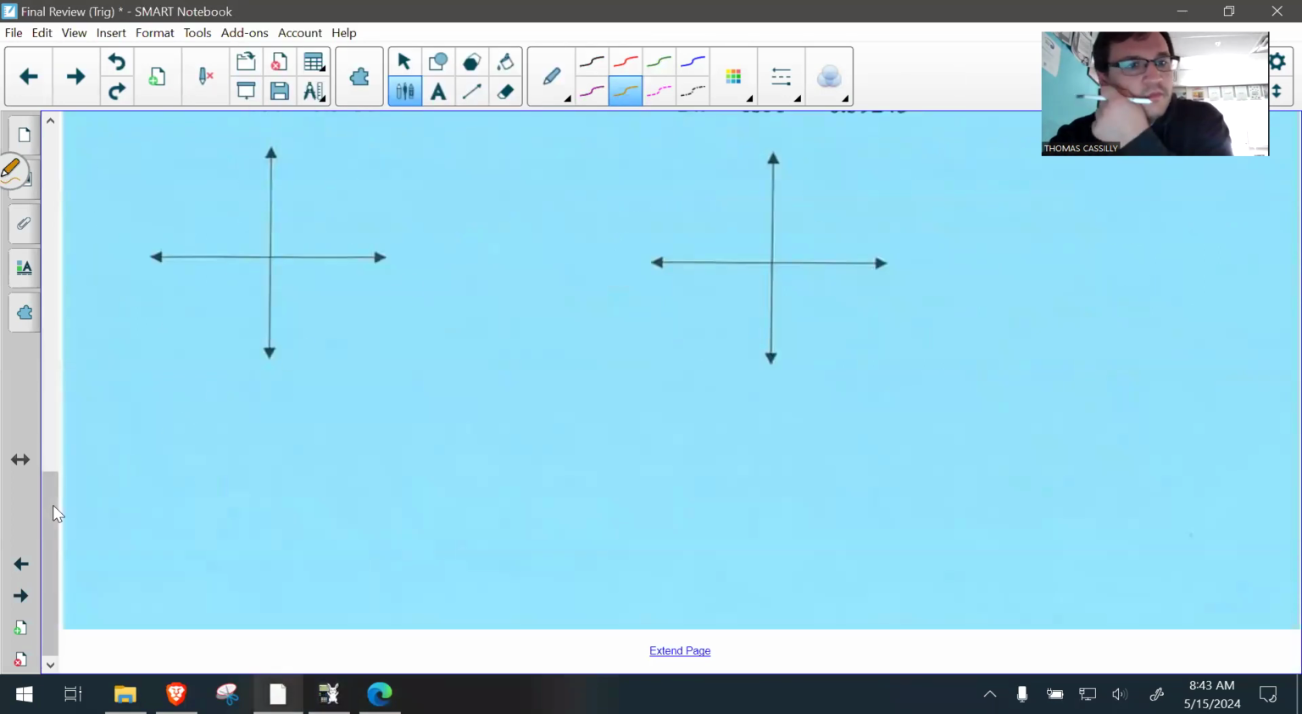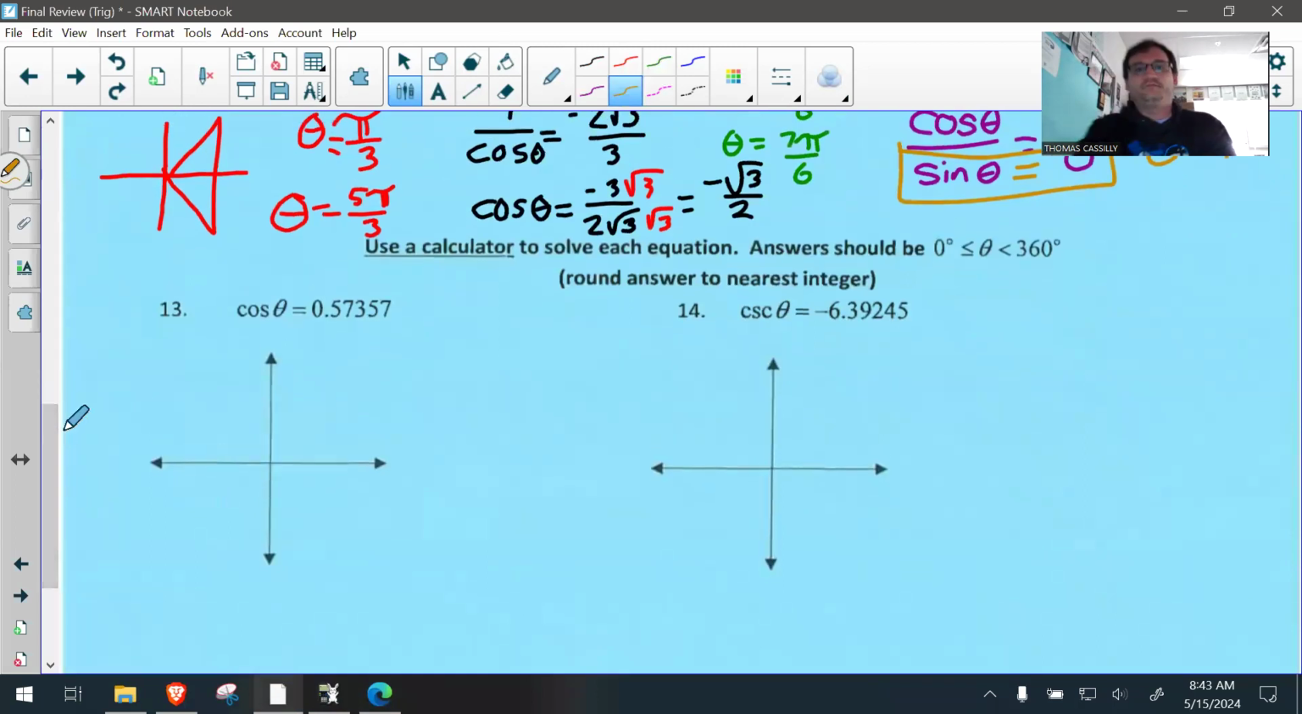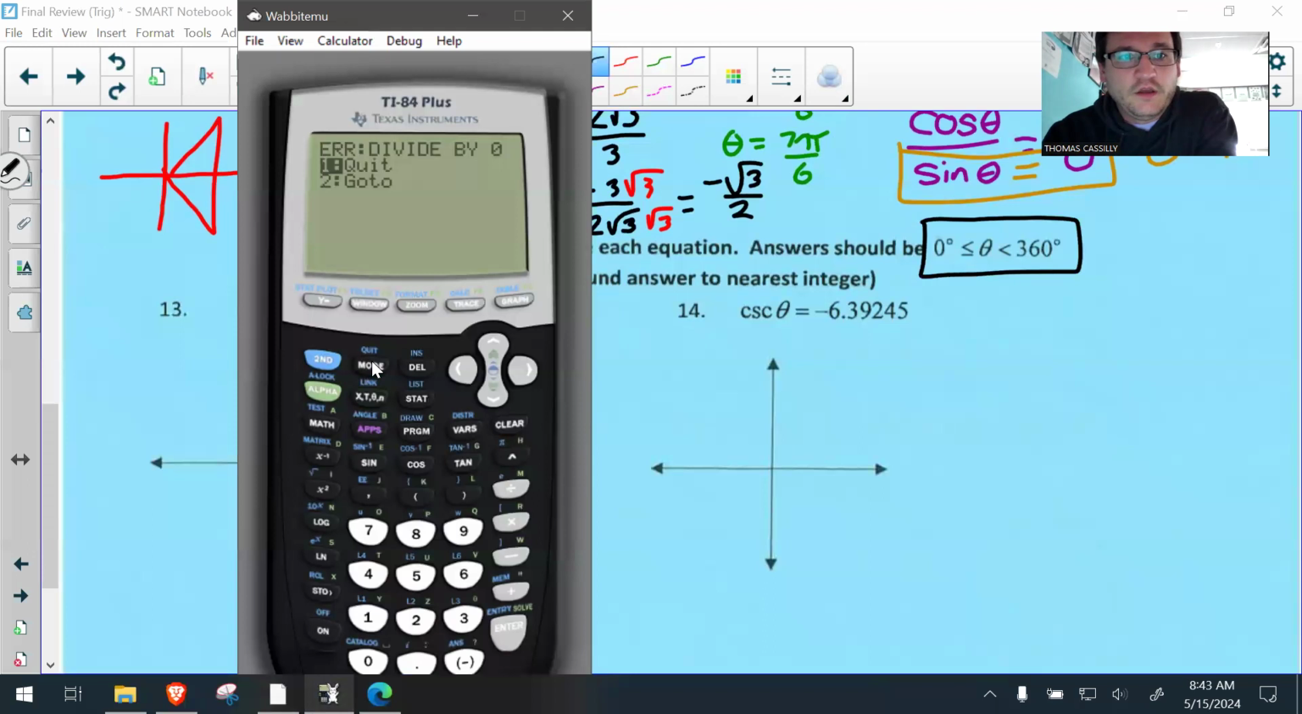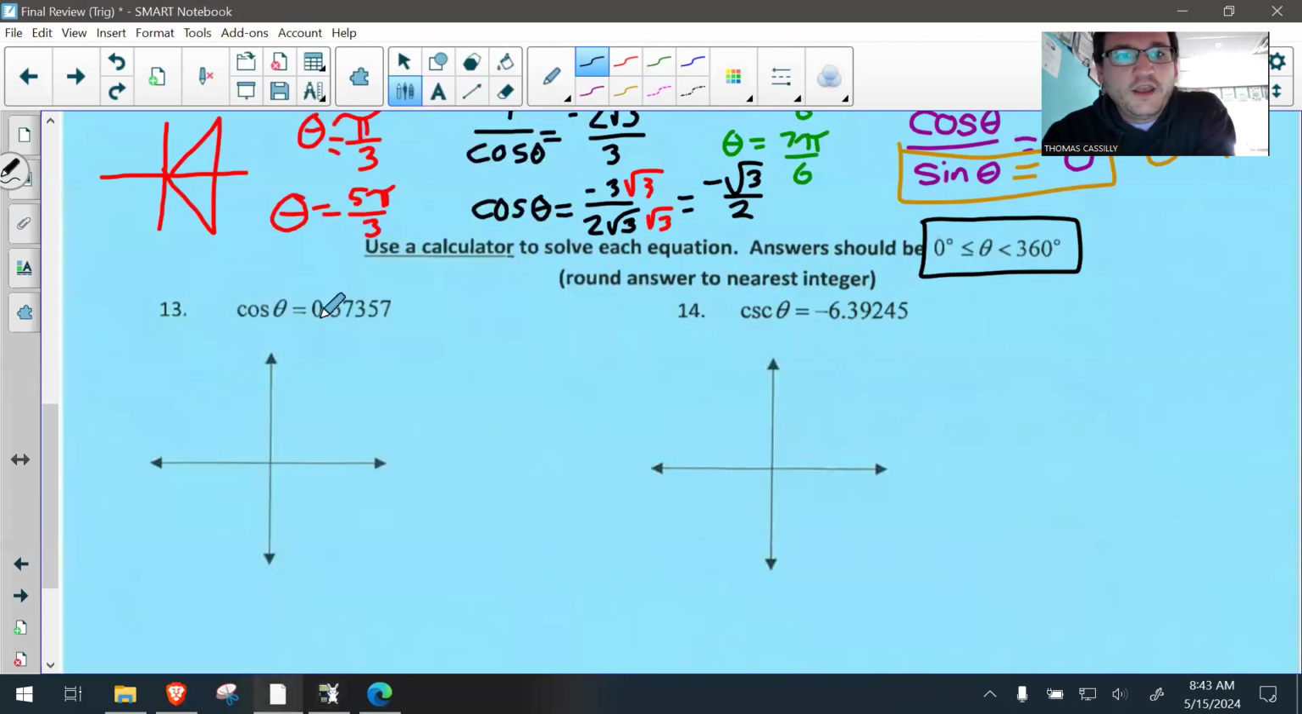All right. So next one, unit circle. Answer should be between 0 and 360 degrees. All right, so what I want you guys to do, the very first thing, if you need to pause your video now, make sure your calculator is in degree mode. If you are in radians, it's going to spit out the wrong answers here. So make sure you're in degrees. Right, and they want us to find this value here.